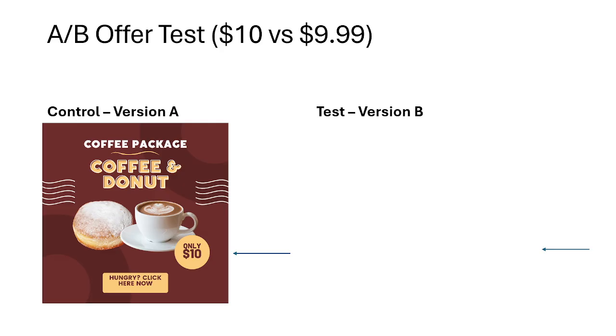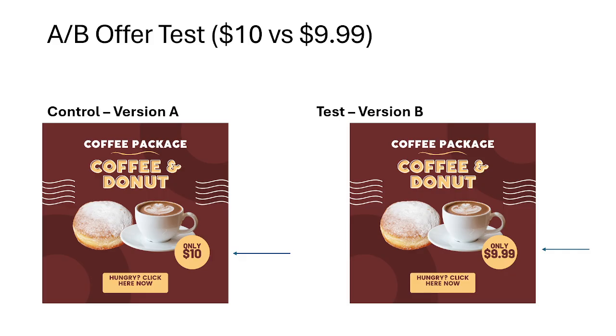In the test version, or version B, we're going to test that price point. So you can see it's the same exact ad, but in this case, the price is reduced. So this is an example of an A/B test where we are testing the price point. Everything else in the ad stays the same. So let's keep going and see how else we can use an A/B test.